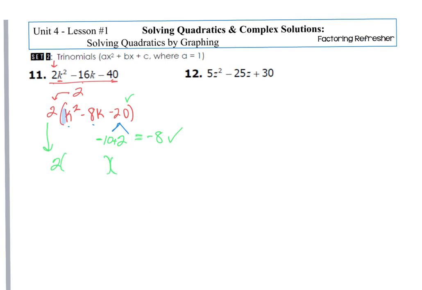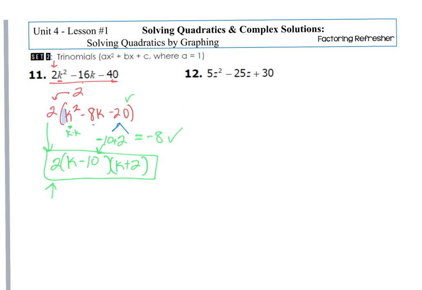Now we have our 2 sets of parentheses. We were dealing with k squared, which is gotten by doing a k times a k, so 1k in each set. And then in one set of parentheses, we drop that negative 10, and the other one, the positive 2. So this whole thing is our answer. You should always check that your GCF is out front of your set of parentheses, that you didn't lose it.